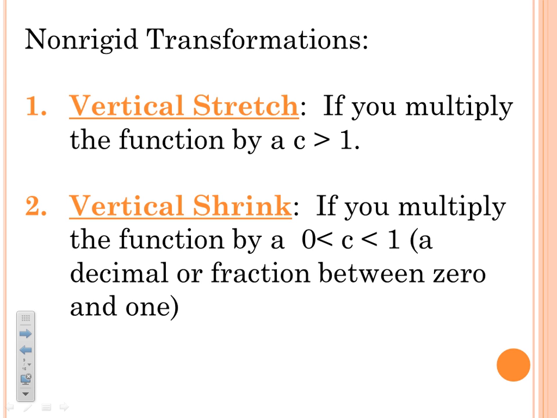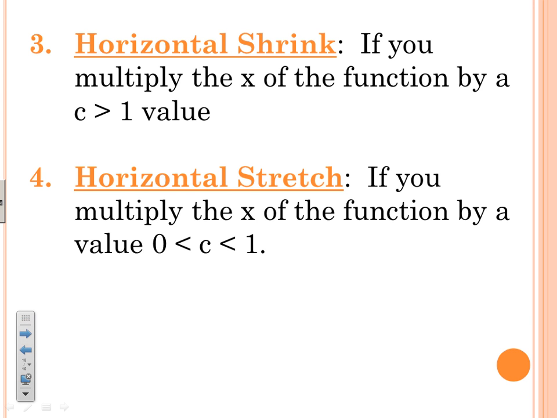So a vertical stretch happens if you multiply the parent function by something bigger than 1. Okay? If you're going to shrink it vertically, then you're going to multiply it by a fraction or a decimal between 0 and 1. Horizontal shrink is if you multiply the x part of the function by a constant bigger than 1. And a horizontal stretch is if you multiply the x of the function by a fraction or decimal between 0 and 1. Okay, so the horizontal and vertical shrinking and stretching kind of has the same concept behind them.